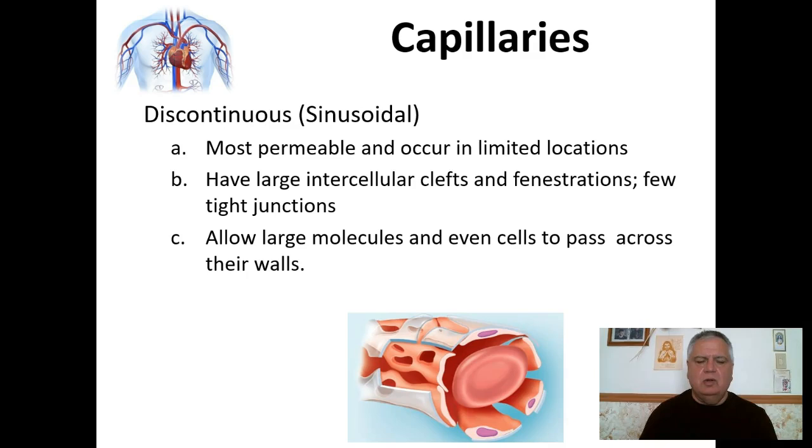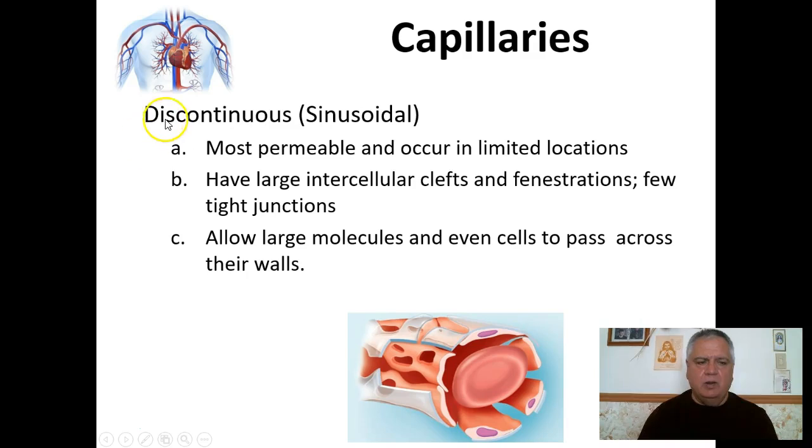So where are we going to find these types of capillaries? Well, these types of capillaries are going to allow large molecules and even cells to pass across their walls. So we think of places like the liver, which processes a lot of large molecules, and the breakdown products of dead cells. And we think of places like the spleen, where old red blood cells go to be destroyed and broken down. They leave the blood and then pass into the tissues to be torn apart, broken down. This is places where we're going to see these discontinuous or sinusoidal capillaries.